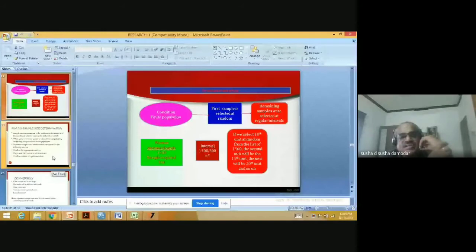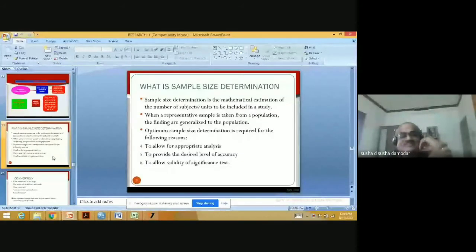So what is sample size determination? Sample size determination is the mathematical estimation of the number of subjects or units to be included in a study. So this is a mathematical estimation. Sample size determination is basically a mathematical estimation.